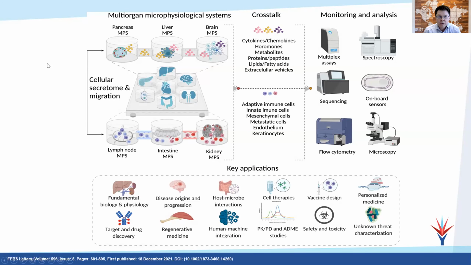So what can you do? What else can you do above and beyond that? Well, let's see. We could take 6. One for pancreas, one for liver, one for brain, one for lymph nodes, one for the intestines, and one for the kidneys.